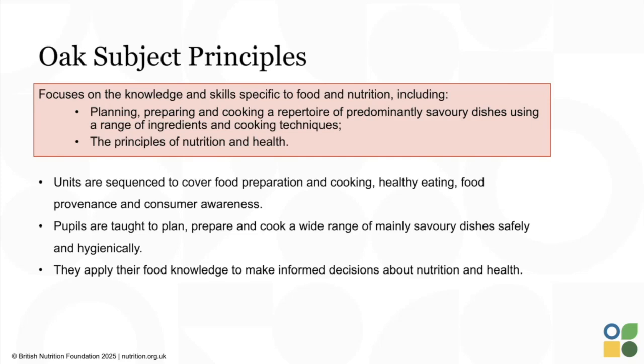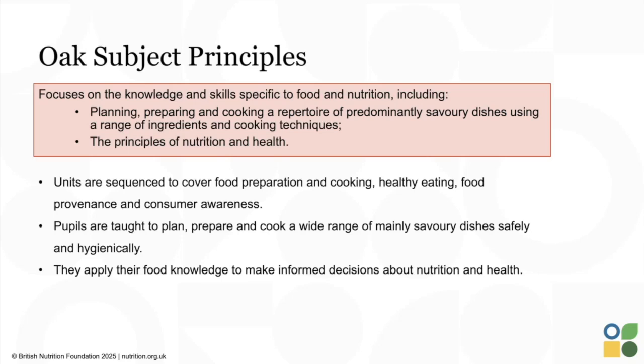So every single subject starts with the same sentence: focus on the knowledge and skills specific to, and in this case, obviously, food and nutrition. And then what we do is we break it down a little bit. So planning, preparing, cooking a repertoire of predominantly savoury dishes, using a range of ingredients and cooking techniques, and of course the principles of nutrition and health. And if you've dug into the resources already, you'll see, we're covering all that. The sequencing of units to make sure that we're covering the preparation and cooking, healthy eating, the food provenance and the consumer awareness through our threads.